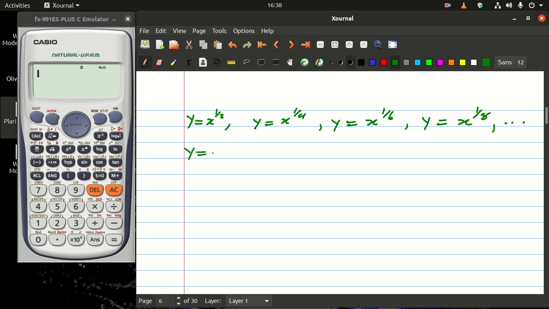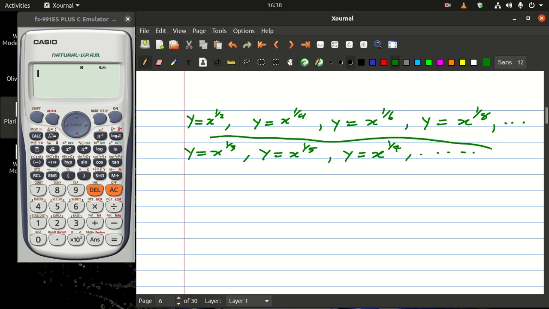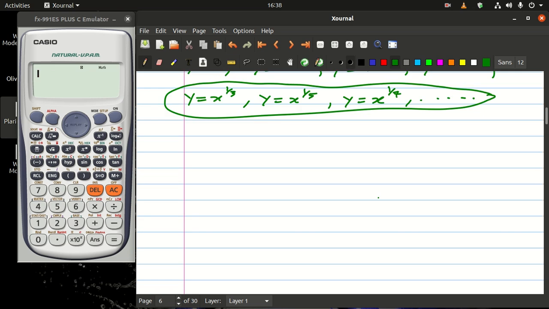Or y is equal to x to the power 1 over 3, y is equal to x to the power 1 over 5, y is equal to x to the power 1 over 7, and so forth. How are these functions supposed to look like? Now, notice that I have grouped these together that have a denominator that is even, and we noticed the shape of these things, how do they look like?